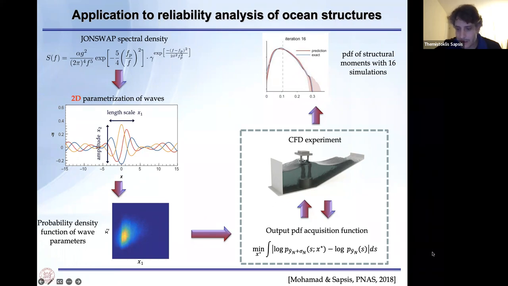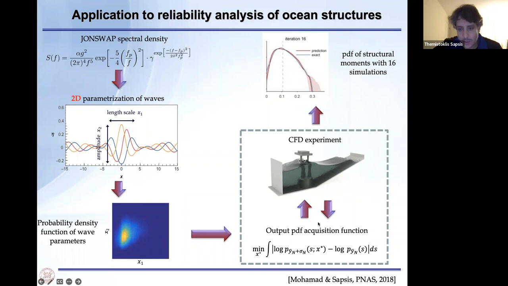So we employ this criterion. And we're interested in the probability density function for the stresses, the torques actually, and the forces acting on the structure, right? This is the quantity of interest. So using this acquisition function, we are doing the optimization at every iteration, and with 16 iterations we're able to identify the probability density function for the structural moments acting on this system. So that was, if you want, a success story, but it didn't go very far.